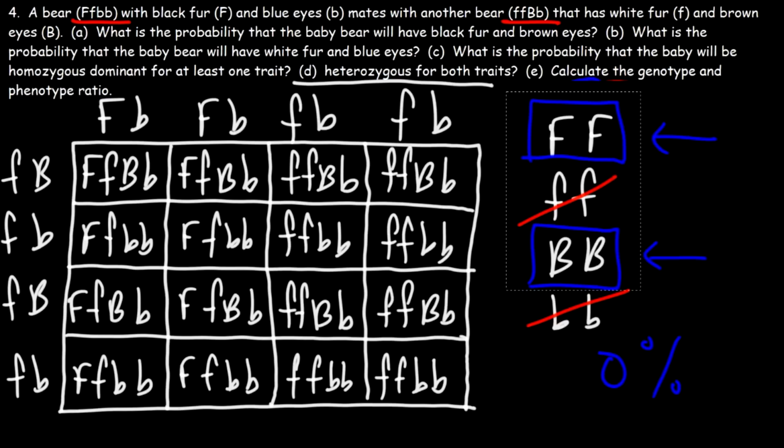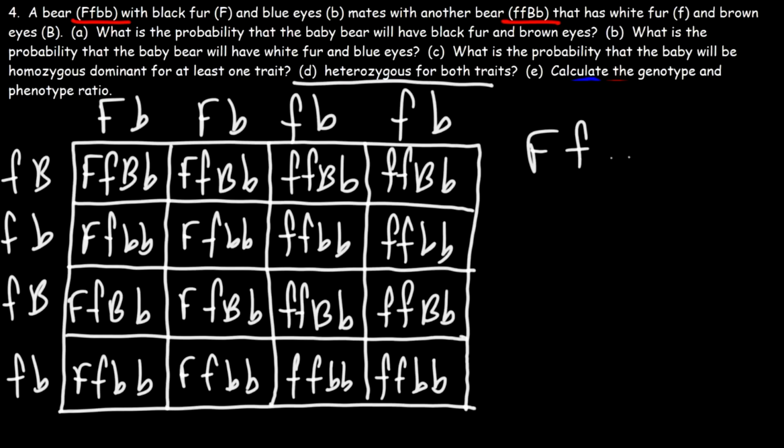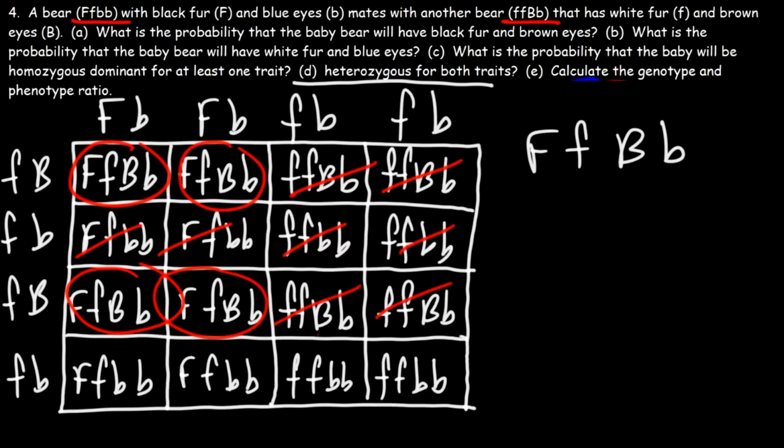So heterozygous means that we're going to have one big letter, one little letter. So for the first trait, it's going to be big F, little f. For the second trait, big B, little b. So here is one. Here is the second one. That doesn't count. Not those. Here's another one. And not those as well. So once again, it's 4 out of a total of 16, which is 25%.